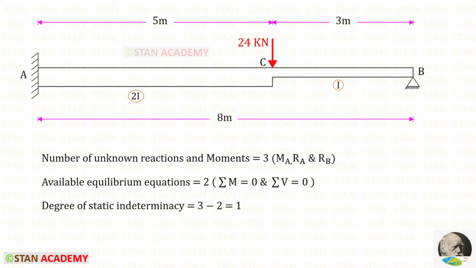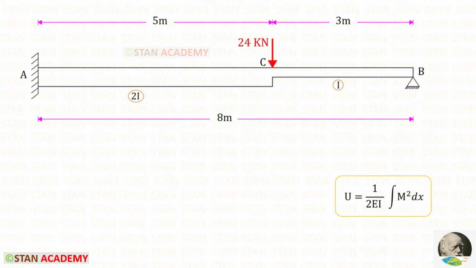Now we are going to find the degree of static indeterminacy. In this beam, the number of unknown reactions and moments is 3. The available equilibrium equations are 2. The degree of static indeterminacy will be 3 minus 2. It will be 1. Let us take RB as a redundant. To find RB, we are going to use the strain energy formula.